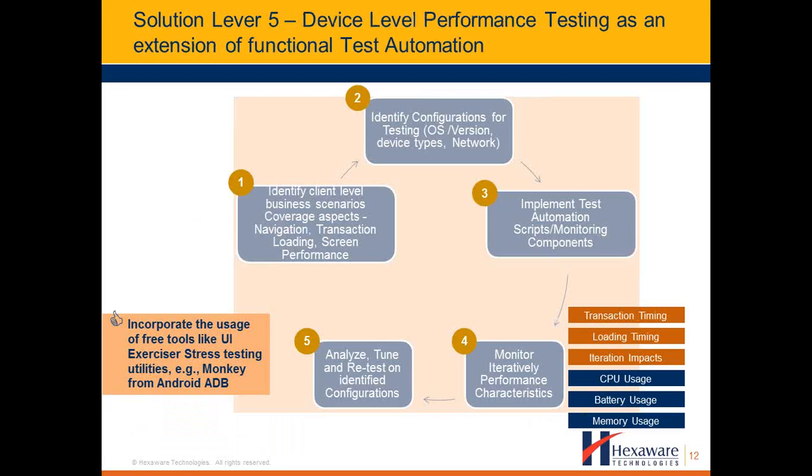The fifth solution lever would be device level performance testing, which could be perceived as an extension of functional test automation. In order to reduce the testing effort during a sprint, a composite testing strategy could be used when it comes to device level performance testing. What it means is that you may be able to implement device level performance testing as part of a functional test automation implementation. Device level performance testing involves capturing the CPU, memory, and battery usage characteristics while your application business scenarios are being executed.